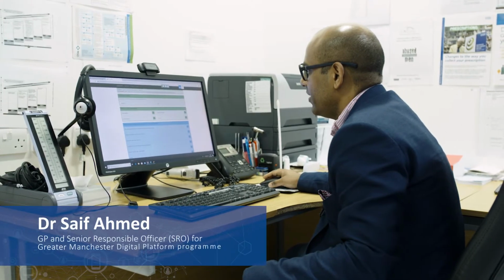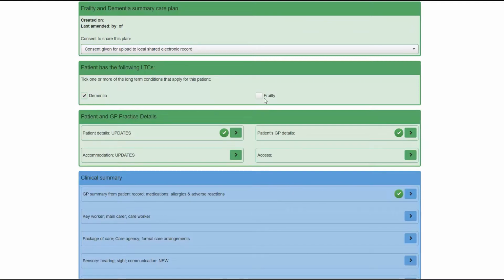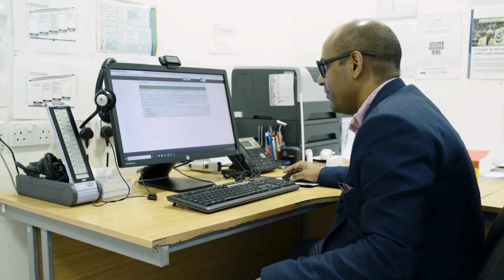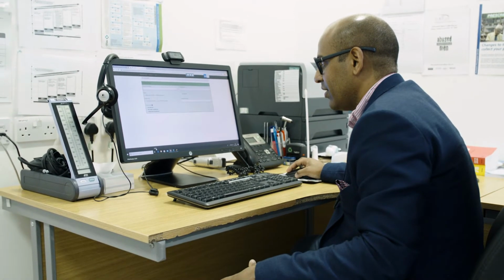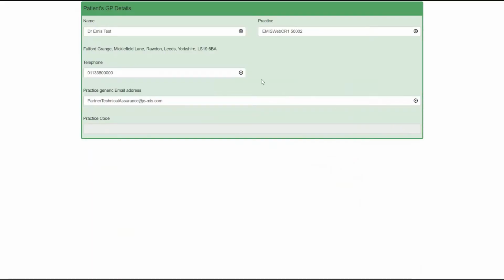So this is the shared care record that we've designed in the Clinical Design Authority, which is around frailty and dementia. And essentially what it does, it pulls demographic data from the GP system, so the patient's details, their GP details. You can input things around accommodation and where they live and whether they're independent or have carers and support, and also the access to that property.